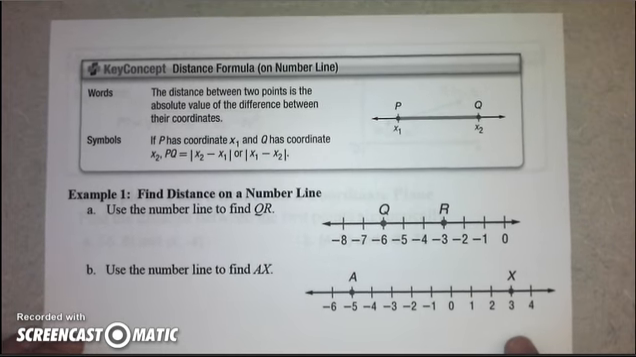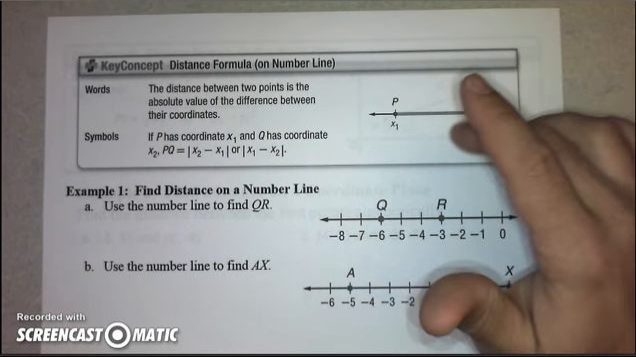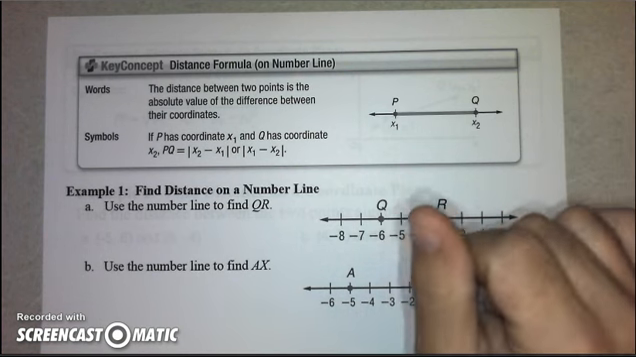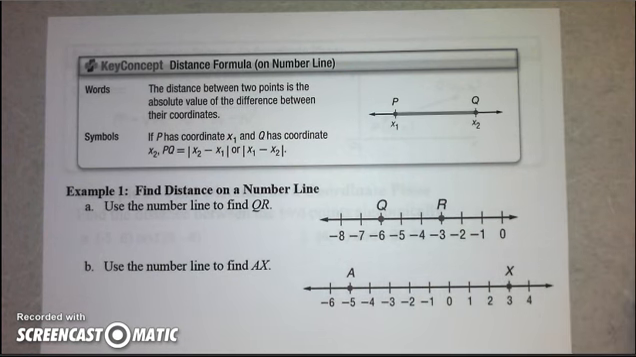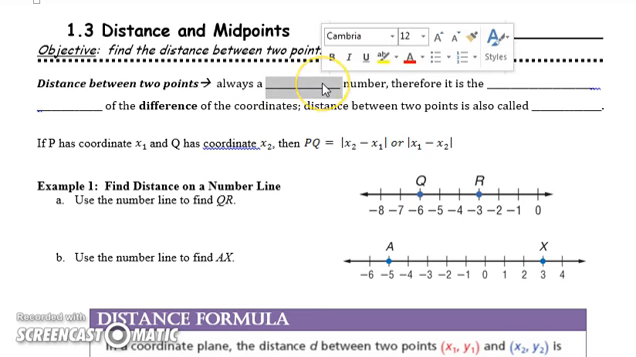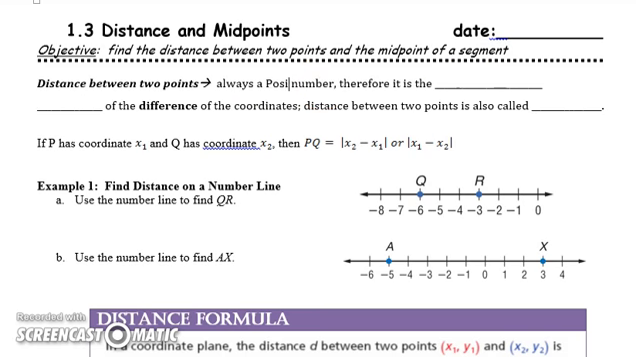Alright, so here we have our information about our distance formula. The distance between 2 points is the absolute value of the difference between their coordinates. So let's take a look at what your notes actually look like. You'll see this. The distance between 2 points is always a positive number. So right in here you want to write the word positive. Okay? So therefore it is what we call the absolute value.